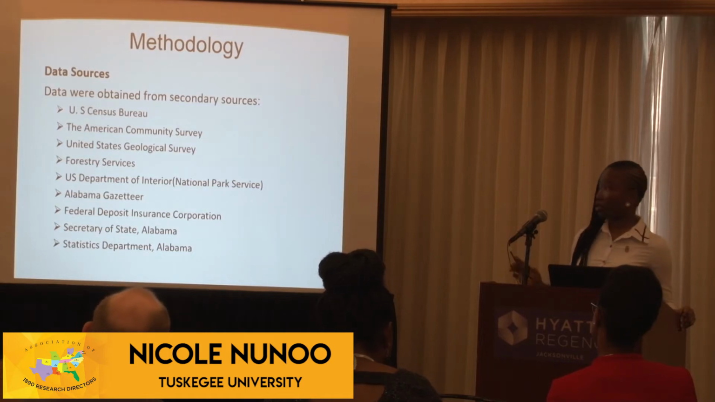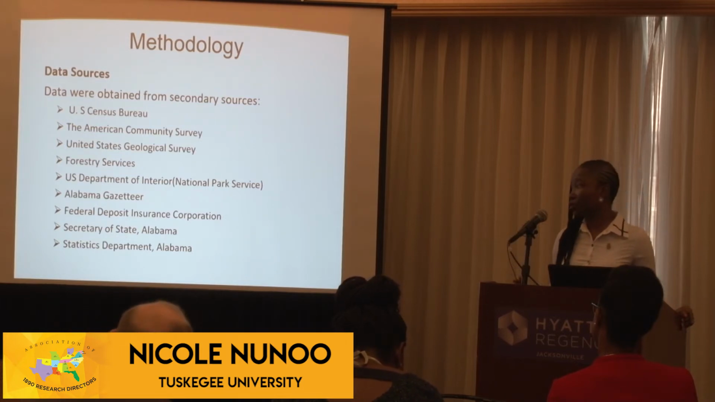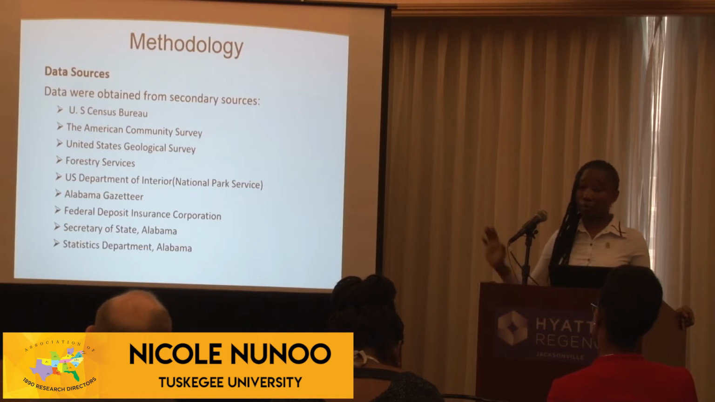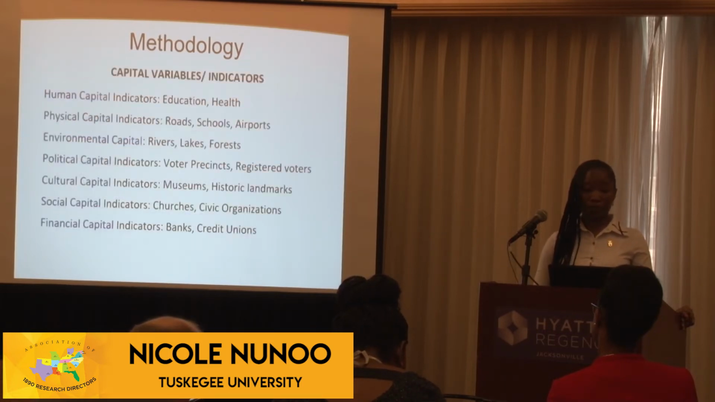So for our data sources, we got secondary data from these sources: the Census Bureau, the American Community Survey, the Geological Survey Service, Forestry, the Alabama Gazetteer, the Interior, and the Secretary of State's Alabama Statistics Department. So these are the various places we got our data from.